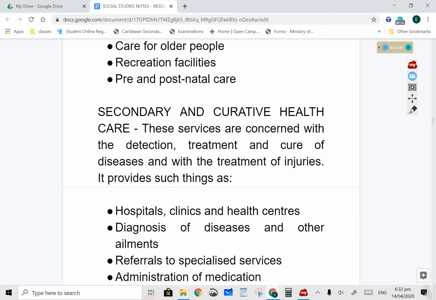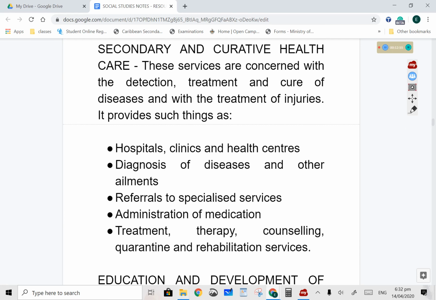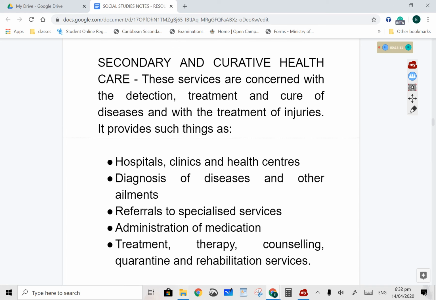Secondary and curative healthcare. These services are concerned with the detection, treatment, and cure of diseases and with the treatment of injuries. It provides such things as hospitals, clinics, and health centers, diagnosis of diseases and other ailments, referrals to specialized services, administration of medication, treatment, therapy, counseling, quarantine, and rehabilitation services.